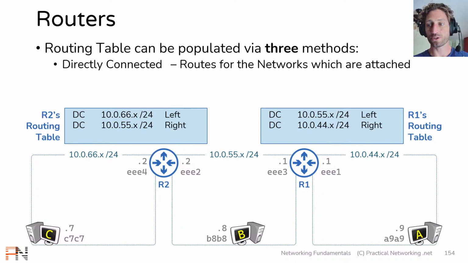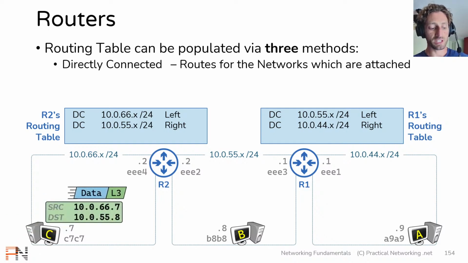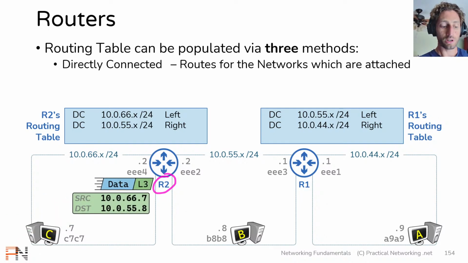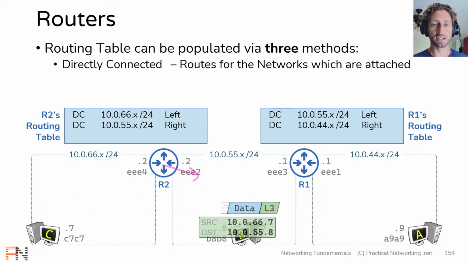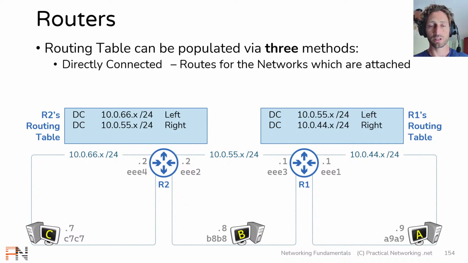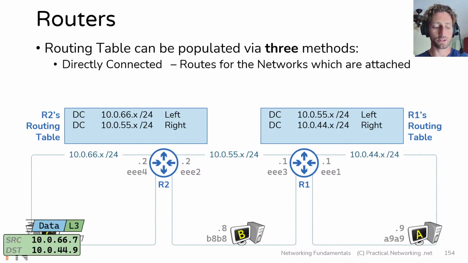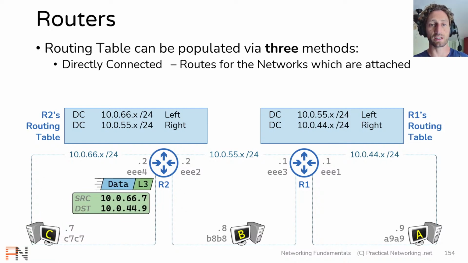Now, both of these routers can use their routing table to deliver packets. If this packet shows up on R2, R2 is going to look at the destination IP address 10.0.5.5.8, look into its routing table to determine if it has a route for the 10.0.5.5 network, which it does. It's going to know that this packet needs to be delivered out the right interface, and it's going to send it along. But what happens if R2 receives this packet?